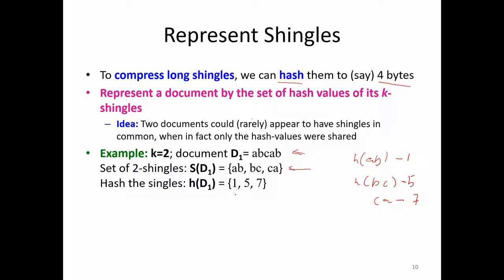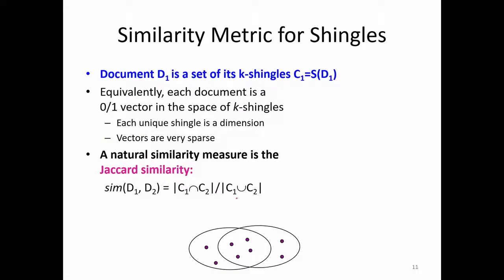Okay, and instead of storing these long shingles, so you will typically have at least k equal to 5 or something. Instead of that, now you can just share these compact numbers. And these are also easy to compare and everything. So consider now that you have a document represented as a set of its k shingles.